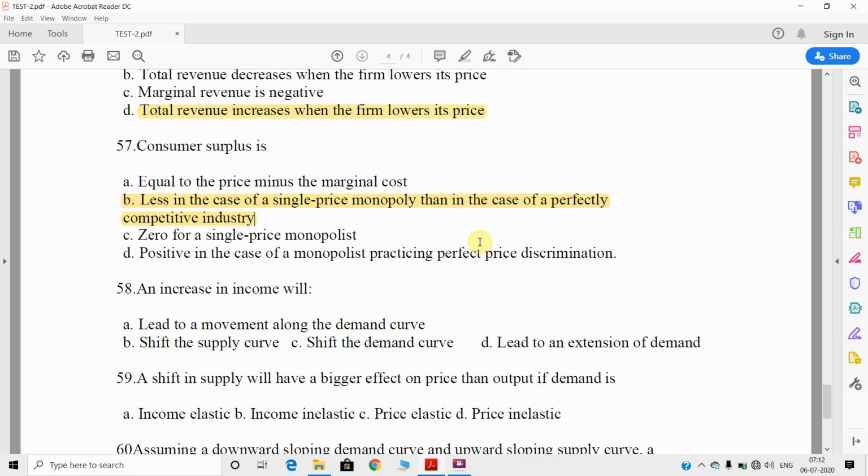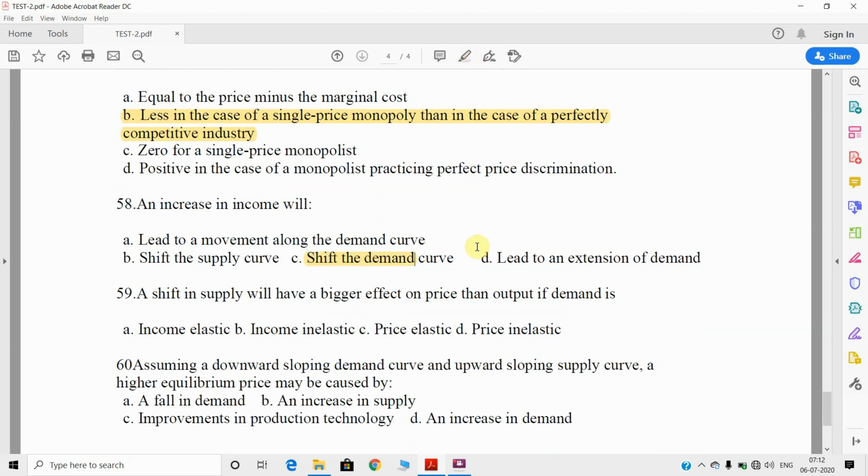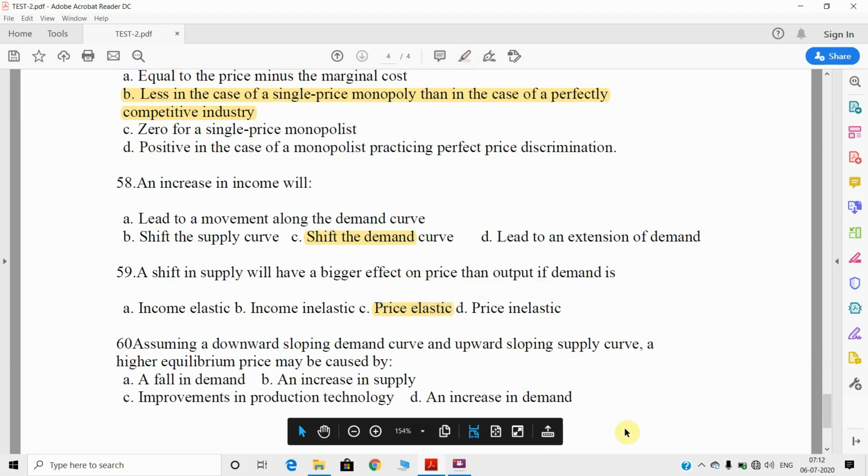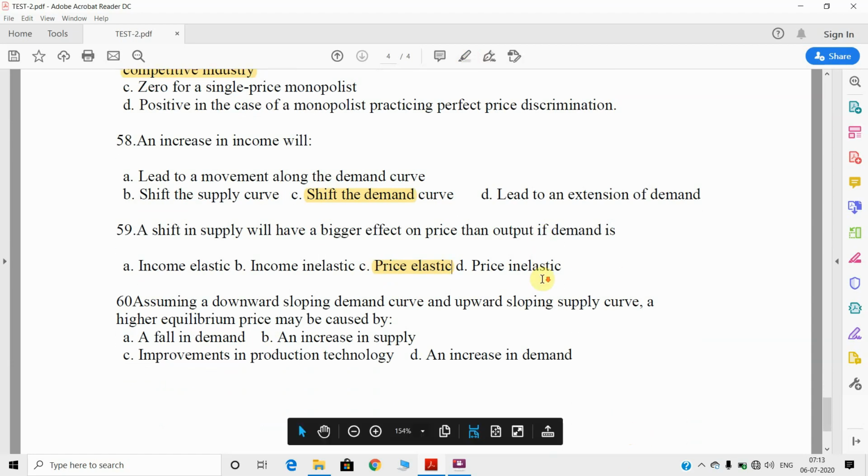58: an increase in income will cause a shift in the demand curve, right? Next, come to 59: a shift in supply will have a bigger effect on price than output if the demand is price elastic. If demand is price elastic, then the shift in the supply curve will have a bigger effect on price, because demand is more.